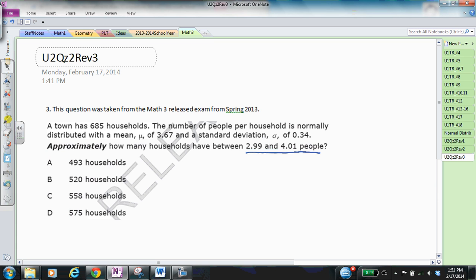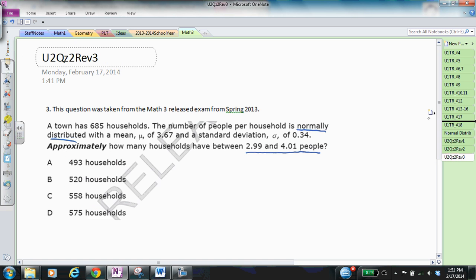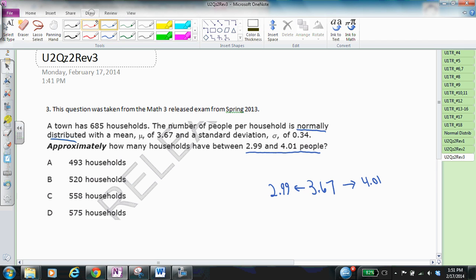So the key here is that it says this is normally distributed. So we know we can reference back to our guiding light, this chart here. And all of these things will be true for this situation. So the mean is 3.67. Now, 2.99, the question is, how many standard deviations is that below the mean? And 4.01, how many standard deviations is that above the mean?